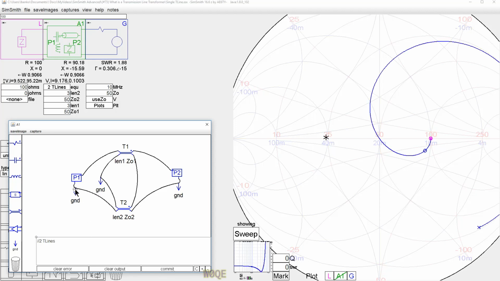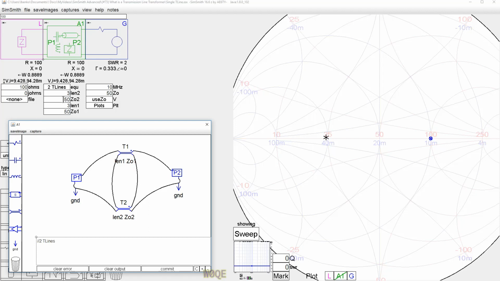It does, as long as this point is tied to ground. So generally these are left alone, and these wires just connect each piece of transmission line. But this is a way to increase the impedance.